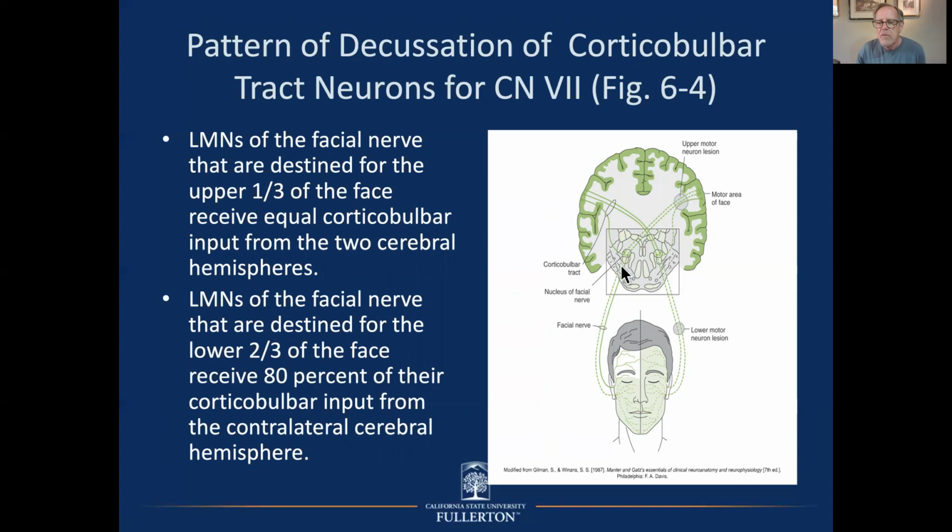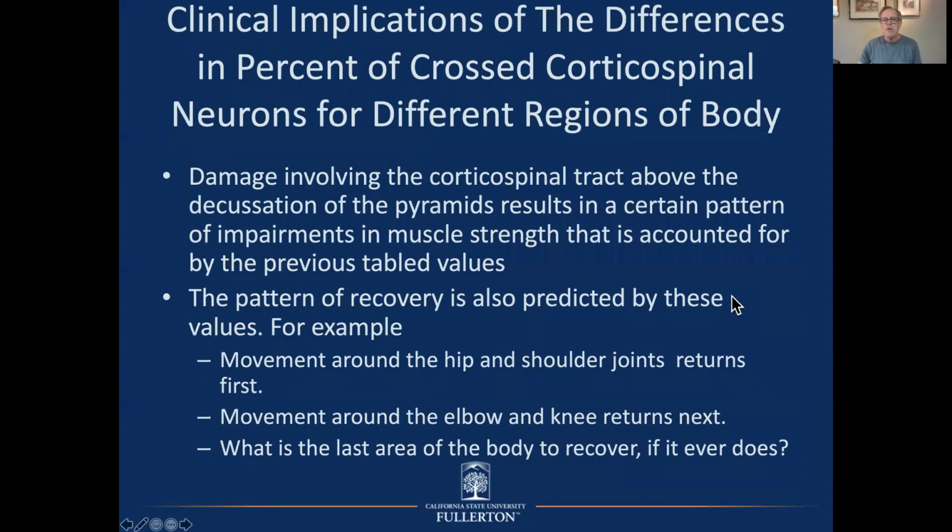Whereas when you look at the lower motor neuron that's going to the upper third of the face, note it's receiving input from the opposite side, and it's receiving input from the ipsilateral side. So that gives it the protection. If you have a lesion up here, the upper third of the face is protected. The lower two-thirds of the face is not. So that's where you'll see the weakness. All right, let's go on to the next one.